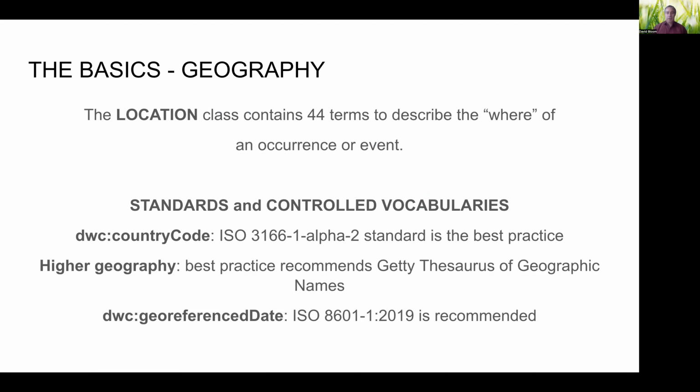Perhaps the best place to begin is the location class, in which there are 44 different terms that can help you to define, organize, and present data that describe the location of an occurrence or event. Many of these terms recommend the use of a specific standardized vocabulary. For example, Country Code recommends the use of the ISO 3166 as the best practice. For other fields, such as water body, county, and municipality, it is strongly recommended that you use a controlled vocabulary, such as the Getty Thesaurus of Geographic Names.